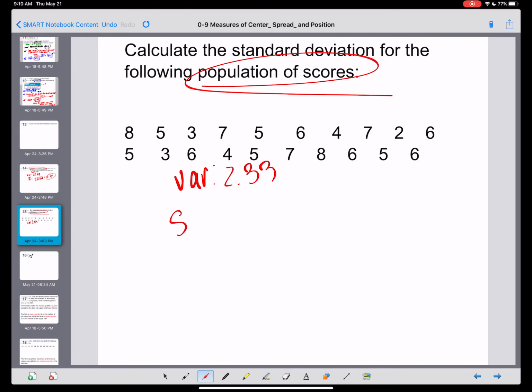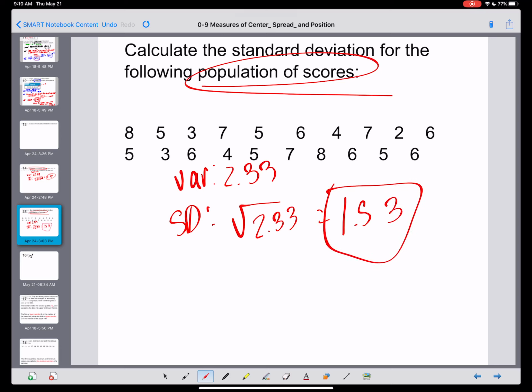And then my standard deviation would just be the square root of 2.33. So the square root of 2.33, and that's about 1.53. And that's it. Cool.